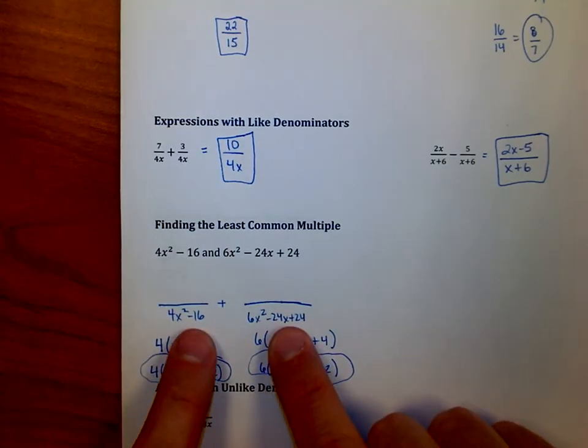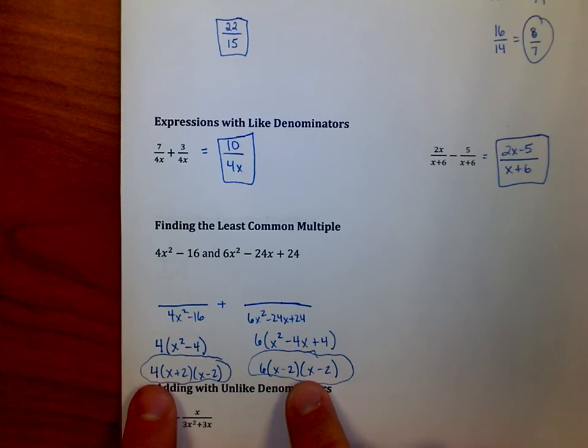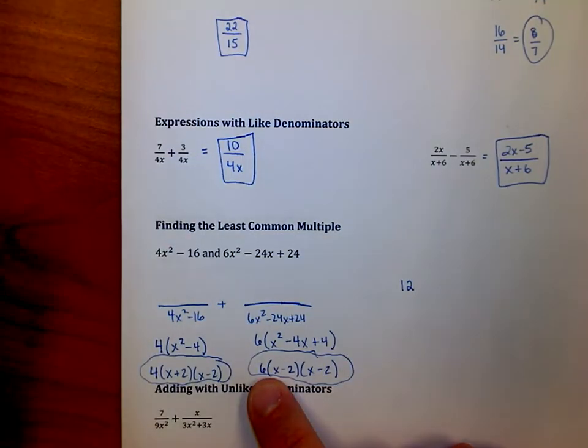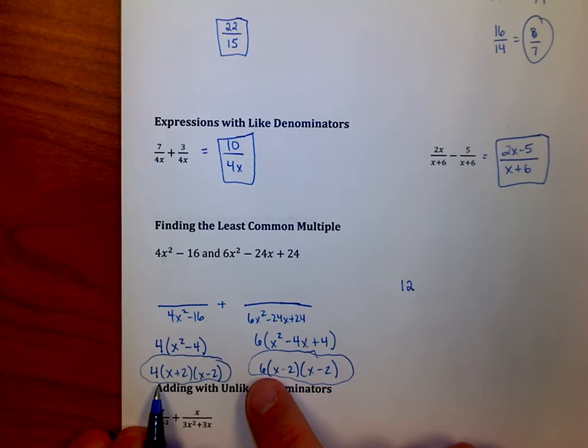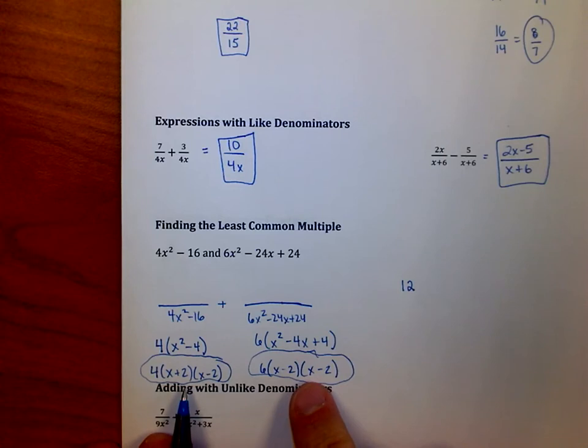So instead of comparing these versions, I'm going to say this: what's the smallest value that this and this both go into? Well, let's start with the 4 and the 6. 4 and the 6 both go into 12, right? So as far as the numbers go, 12 is the smallest number that it can go into. Then as far as expressions go, I need to make sure that I have everything accounted for here.